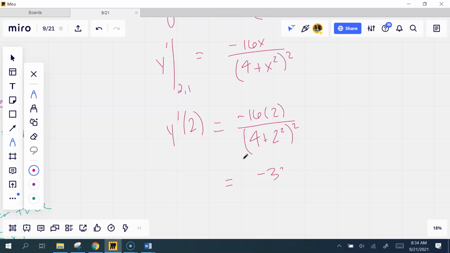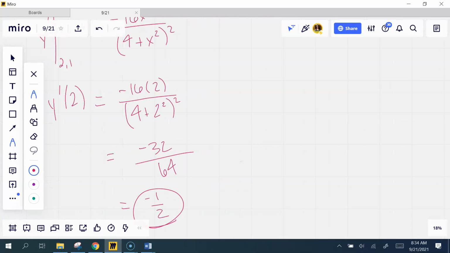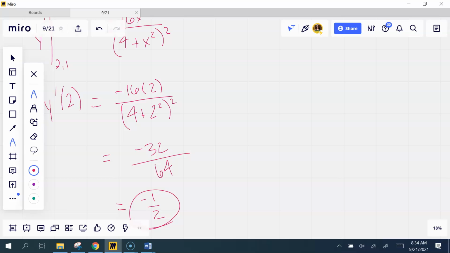Negative 32 over 2 squared is 4, 4 plus 4 is 8, and 8 squared is 64. Looks like negative a half. So now I have a slope and a point. That's your slope, right? Because that's the derivative at the point. My point was 2, 1, so it's y minus 1 equals slope times x minus 2. Yeah, I would leave it like that unless it's specified to put it in a certain form. Can you plug into earlier?